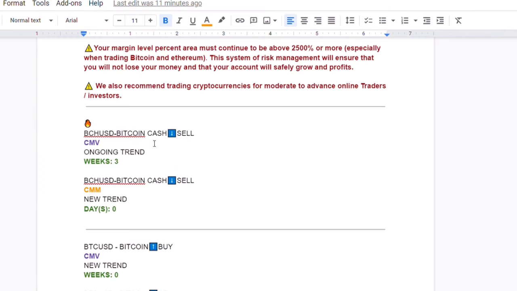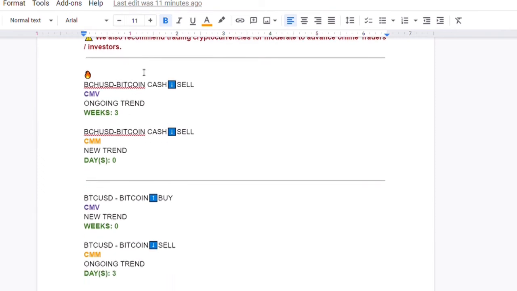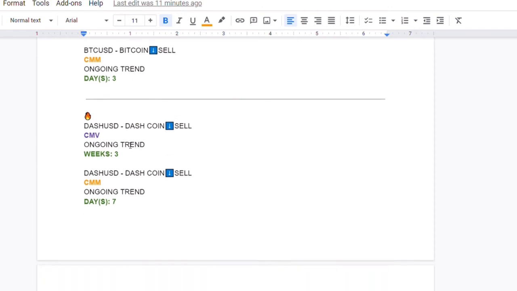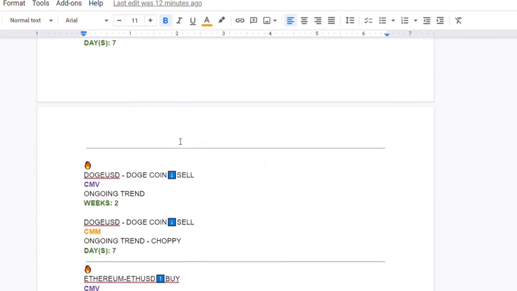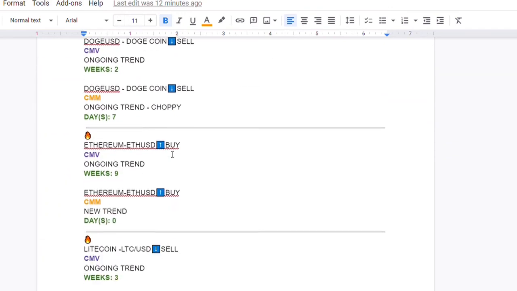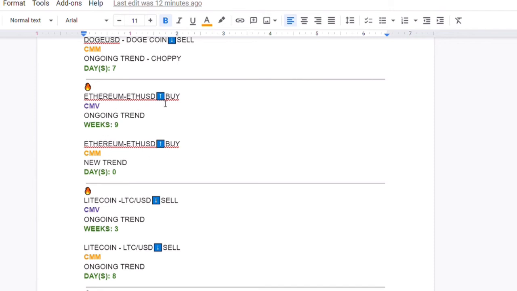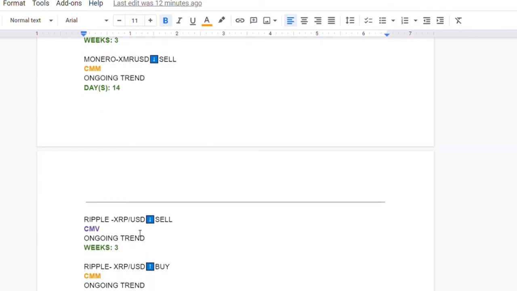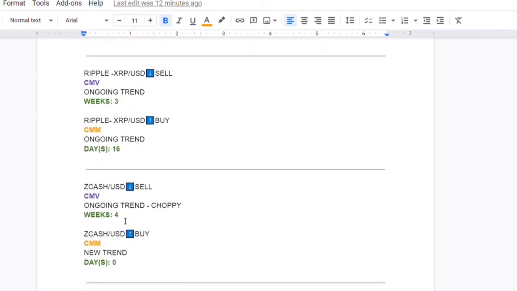So what we have here, we have Bitcoin Cash, we have Bitcoin, we also have Dash Coin, Dogecoin, Ethereum, Litecoin, Monero, Ripple, and Zcash. So these are the current cryptocurrencies that we have, and as time goes on, we'll add more.